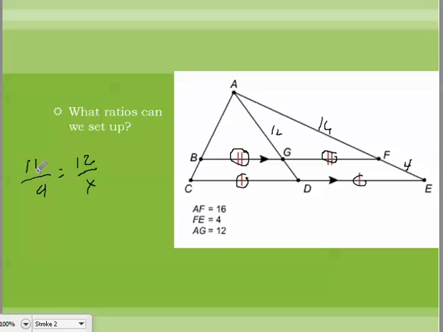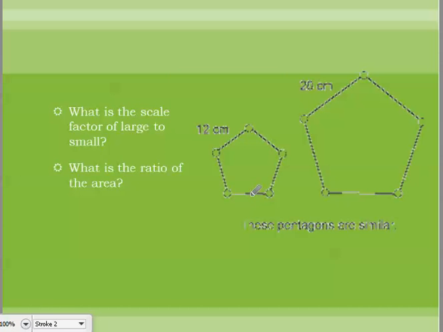Okay? Well, we can now do a little bit of means and extremes, and I'll get 48 is equal to 16x, and x is equal to 3. So we found that distance right there to be 3 using the median. Okay? Now this one, pentagons. They're telling us that these pentagons have a 12 to 28 ratio. 12 over 28. Okay? And they're similar.